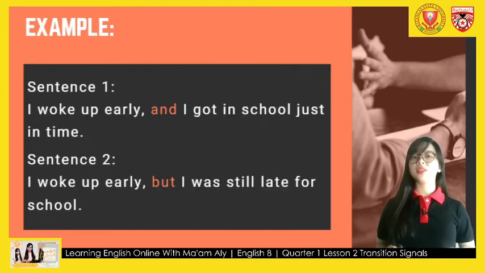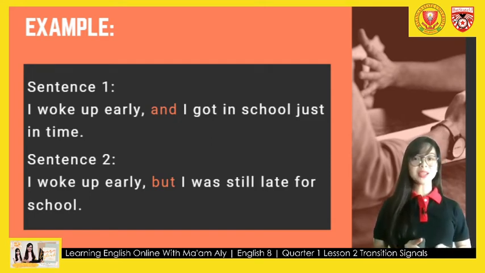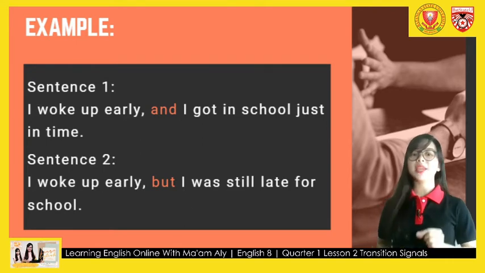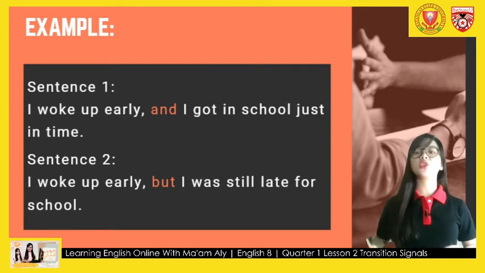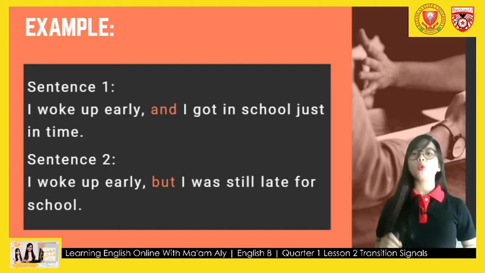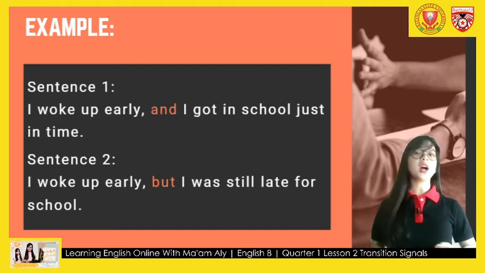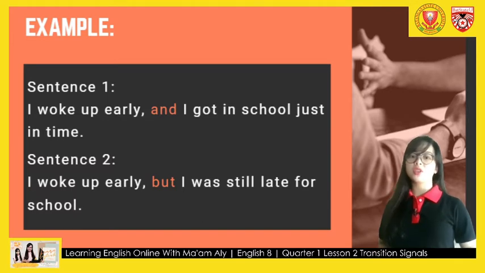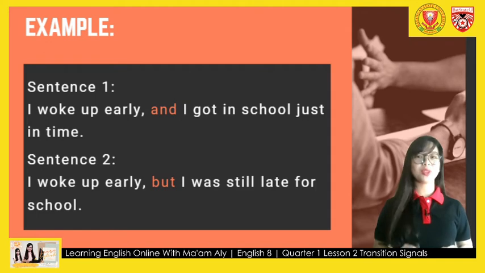Let's take a look at these examples. Sentence 1. I woke up early and I got in school just in time. Sentence 2. I woke up early but I was still late for school. The transitional devices used in these sentences are and, but. The first sentence uses and as a transition word that connects the two occurrences equally, while sentence 2 uses but, which introduces a contrast. As you can see in the examples, even simple conjunctions serve different purposes.